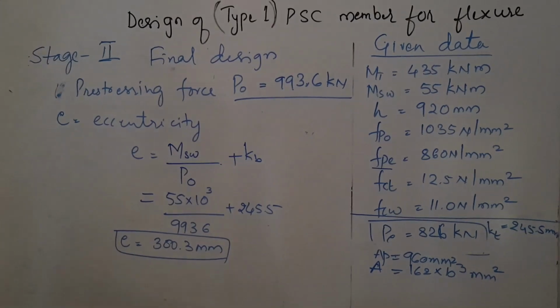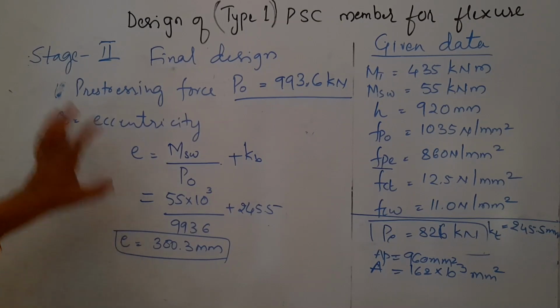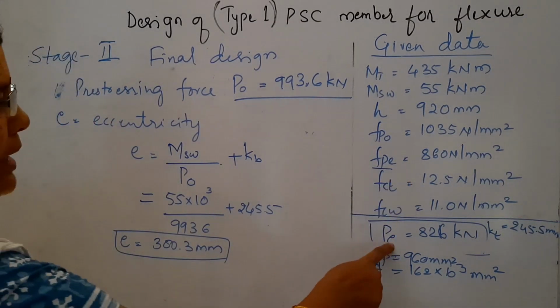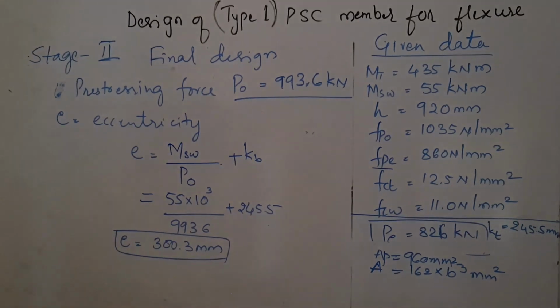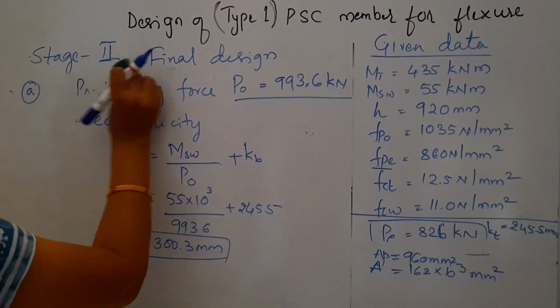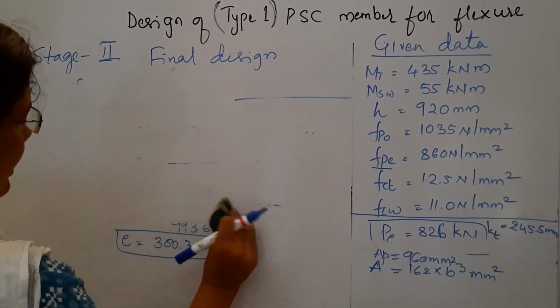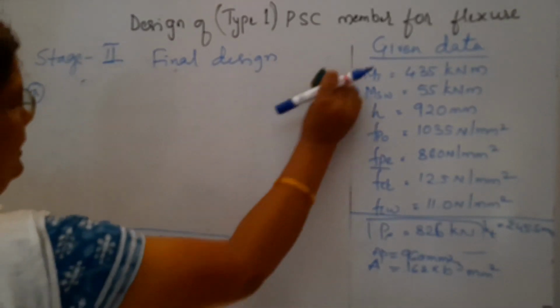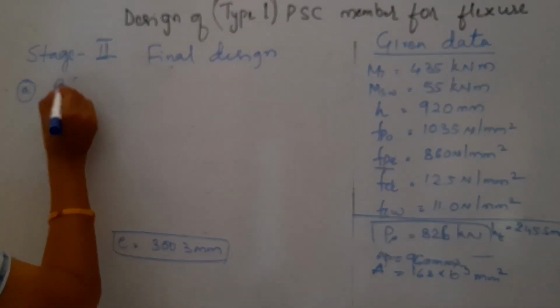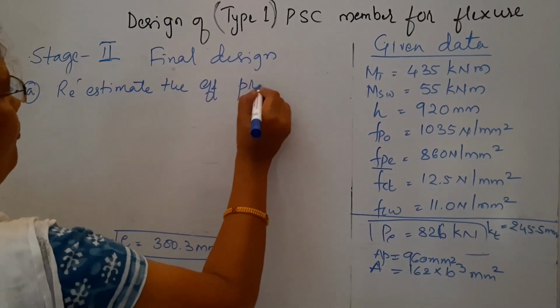The next is to check the compressive stress. We have calculated, as it is given, 826. Now we have to calculate the PE with the help of the eccentricity and the given values, whether it comes to be the same or not. If not, we have to revise it. For that purpose, the second point, or B point, in final design is re-estimate of the effective pre-stressing force, as the values we have selected are trial values.